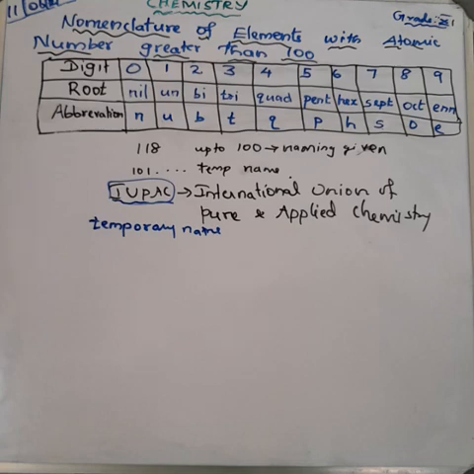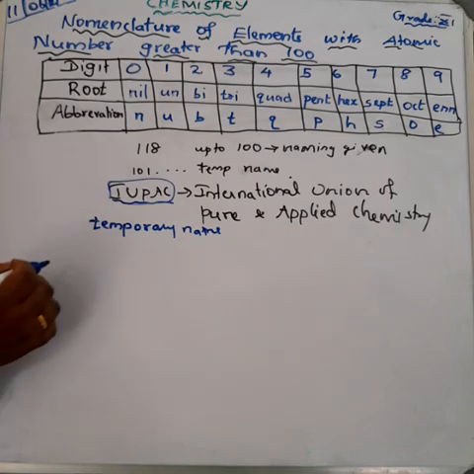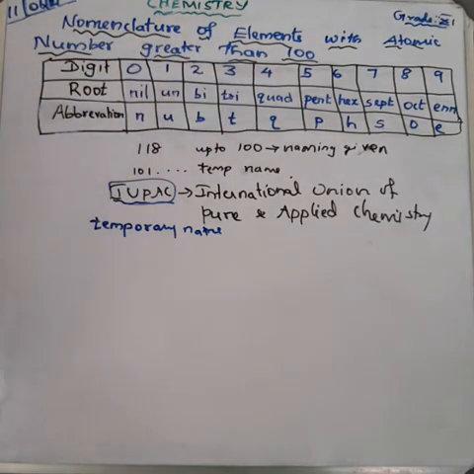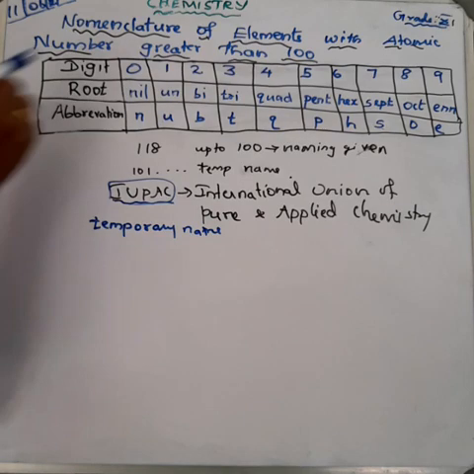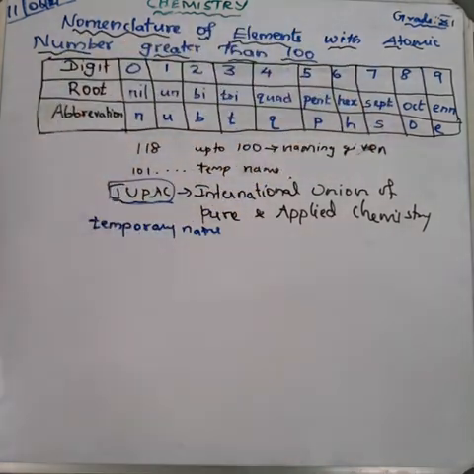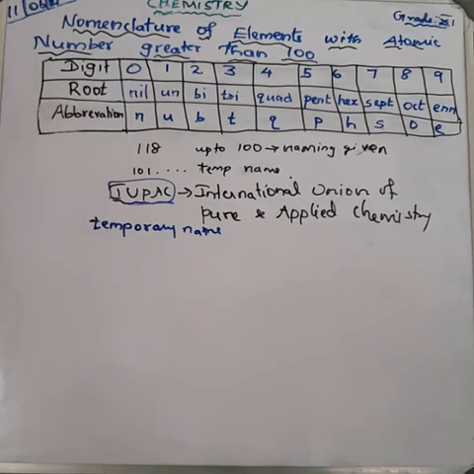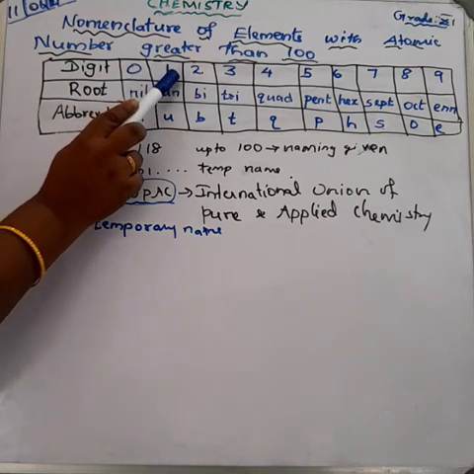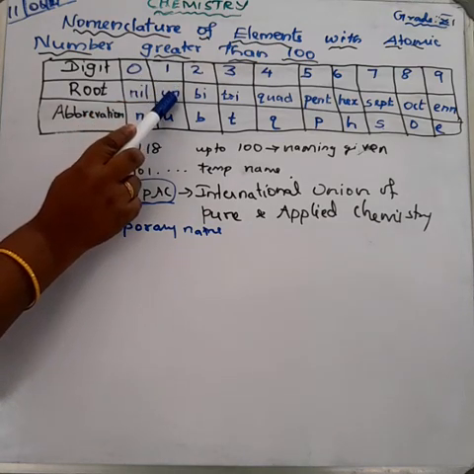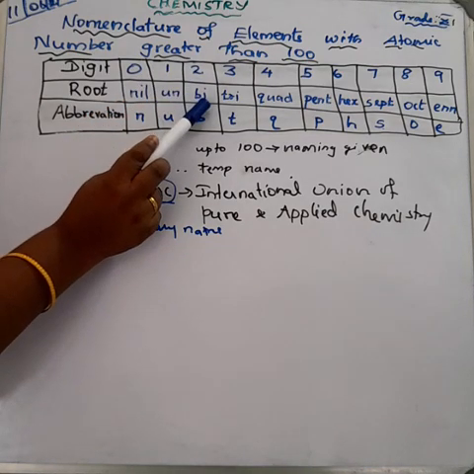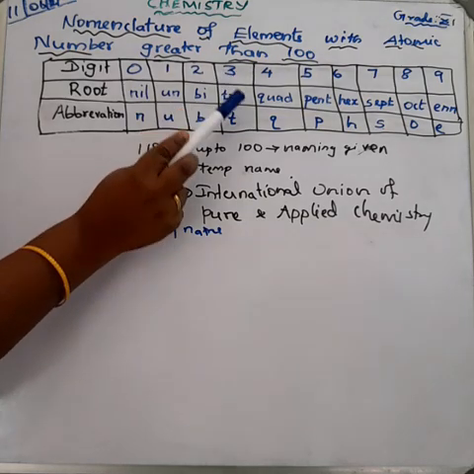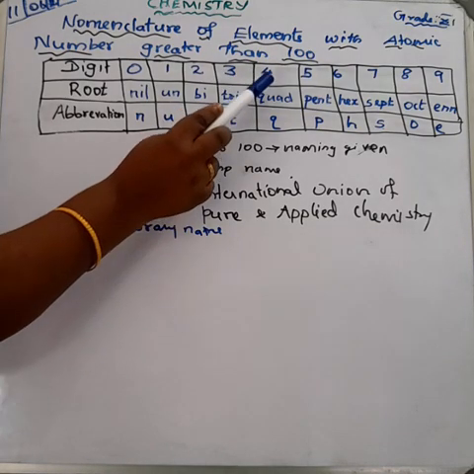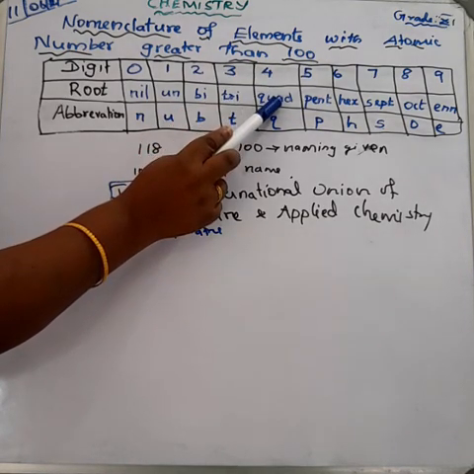these are the digits 0, 1, 2, 3, 4, 5, 6, 7, 8, 9. These digits all have a numerical root. For 0, what is the numerical root? Nil. For 1, numerical root un. For 2, bi. For 3, tri. For 4, quad.